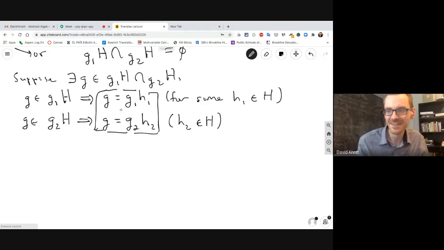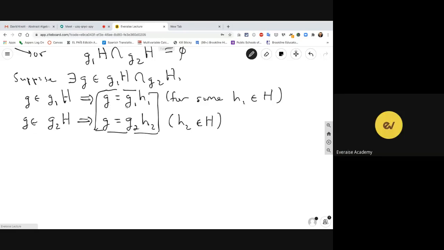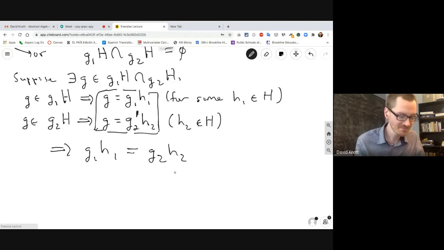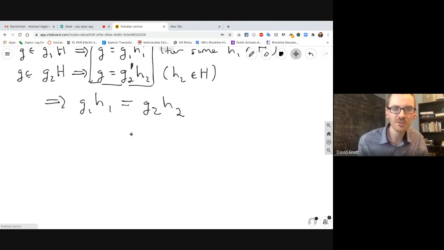Okay. Sorry? Transitive and multiply them. Yeah, transitive property, right? If G is equal to this and G is also equal to this, I can set these two equal to each other. I can say that means G1 H1 has to be equal to G2 H2. G1 H1 is beginning to sound like the swine flu virus or something. Okay, so G1 H1 equals G2 H2.